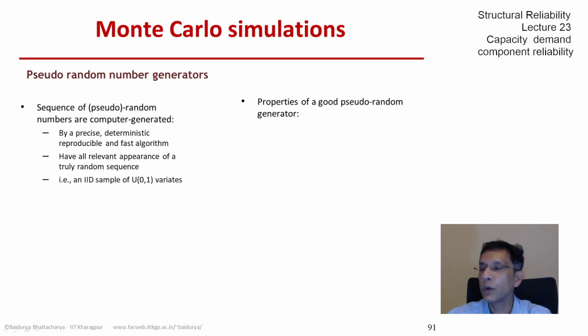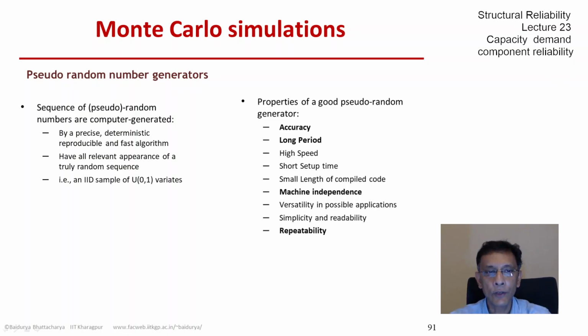So properties of a good random number generator are quite a few, and the ones that we are particularly interested in would be, of course, accuracy, a long period, which we have discussed what it means, machine independence, and repeatability. Basically, a code that you write and get some results, if I use that on my computer, I should be getting the same exact results, and thereby we can verify each other's results.